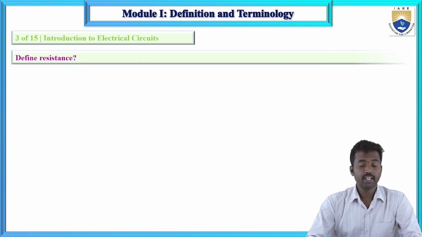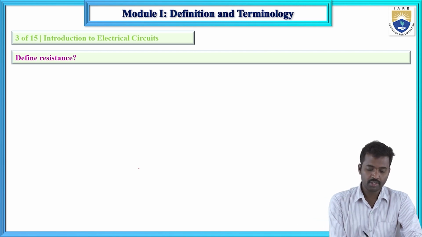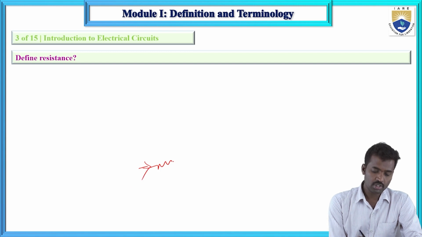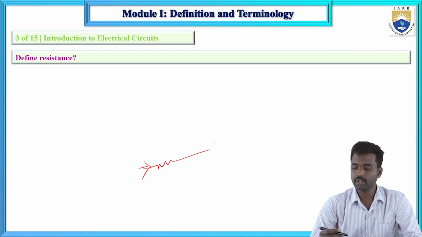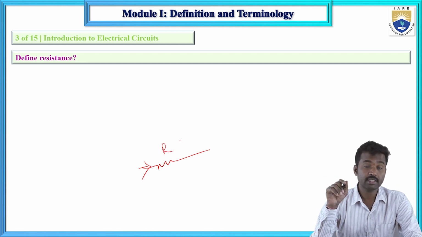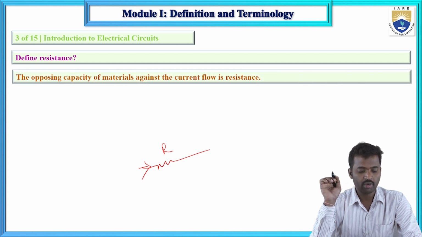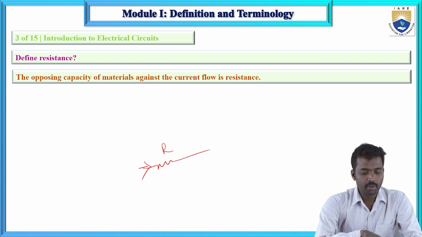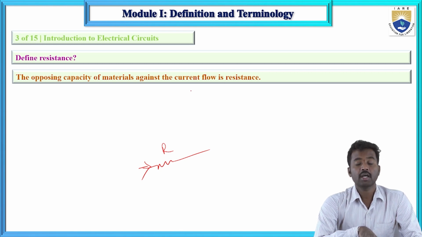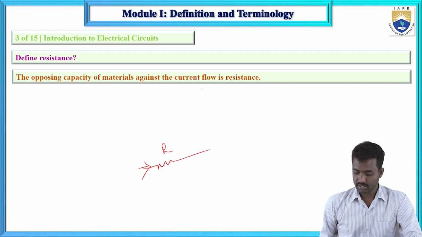Next, third question: define resistance. Resistance opposes the flow of current. For DC current, if there is a resistor, this is the resistance. When current flows through the element, the resistance opposes it. It is the property of a material which opposes the flow of current; the opposing capacity of a material against current flow is the resistance.